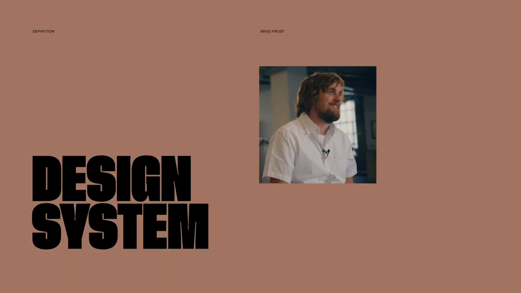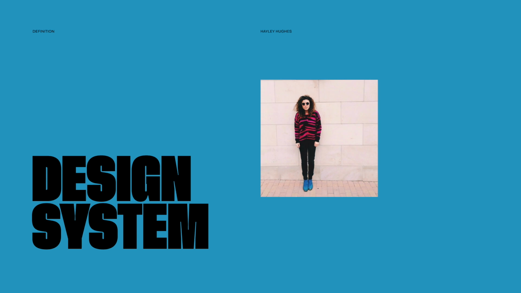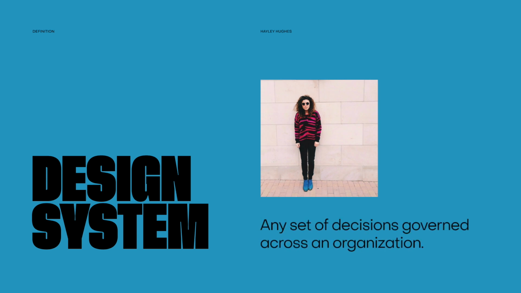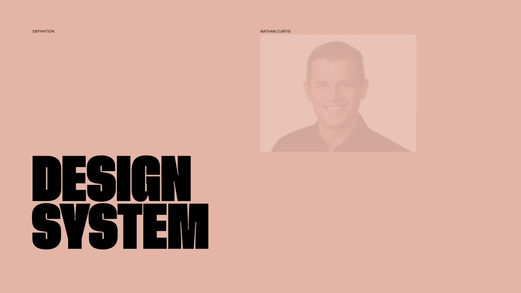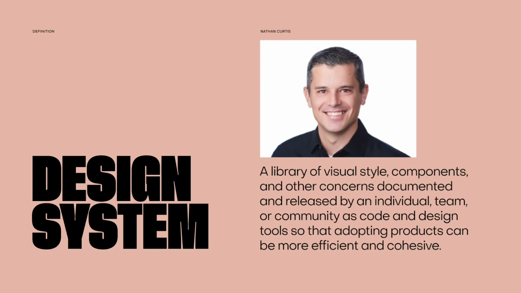Front-end designer Brad Frost says, a design system is the official story of how your organization designs and builds digital interfaces. Haley Hughes, design director of Nike's design system, says, a design system is any set of decisions governed across an organization. Design system consultant Nathan Curtis says, a design system offers a library of visual style, components, and other concerns documented and released by an individual, team, or community as code and design tools so that adopting products can be more efficient and cohesive.